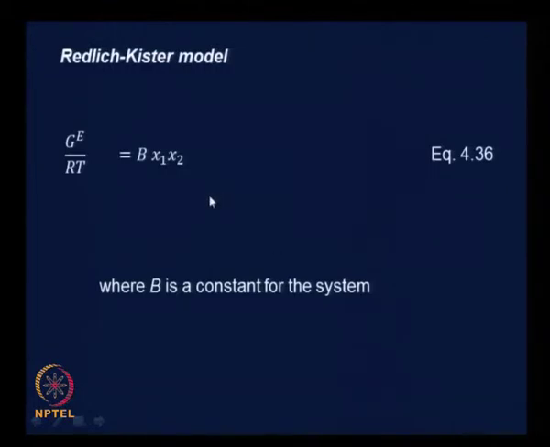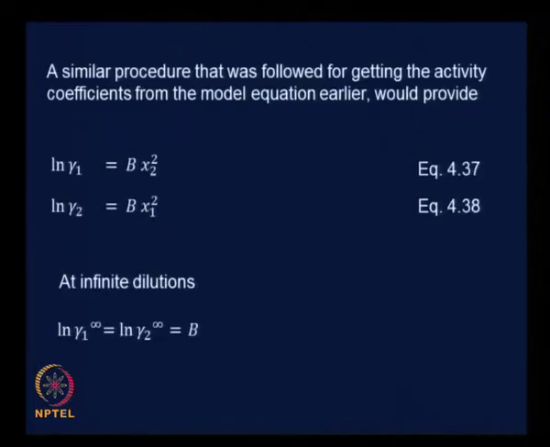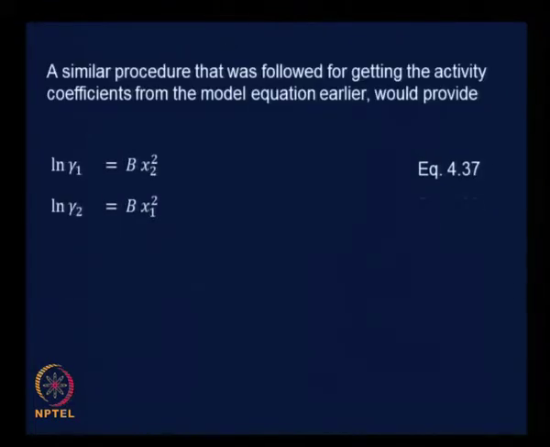What was started in class and left as homework was to derive the expressions for ln gamma 1 and ln gamma 2 for the Redlich-Kister model using the same procedure as we did for the Margules model. Hopefully you would have obtained these particular expressions.